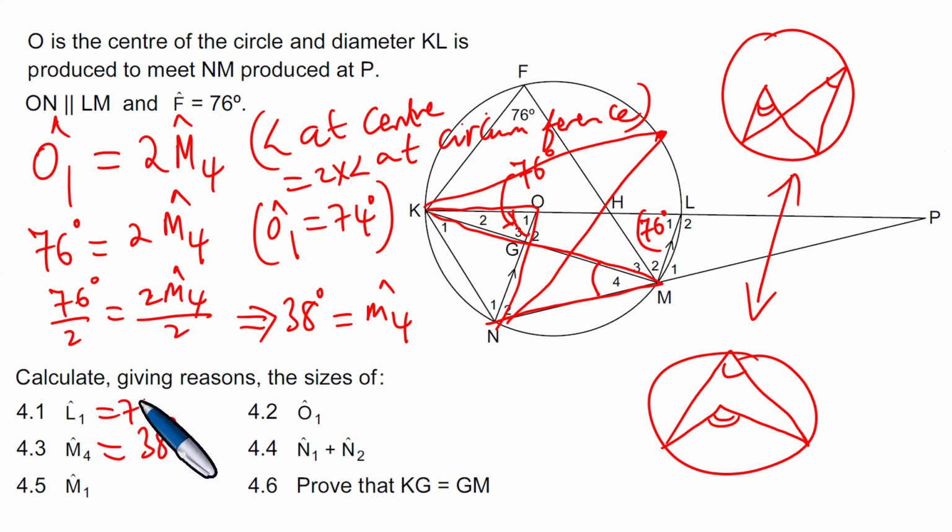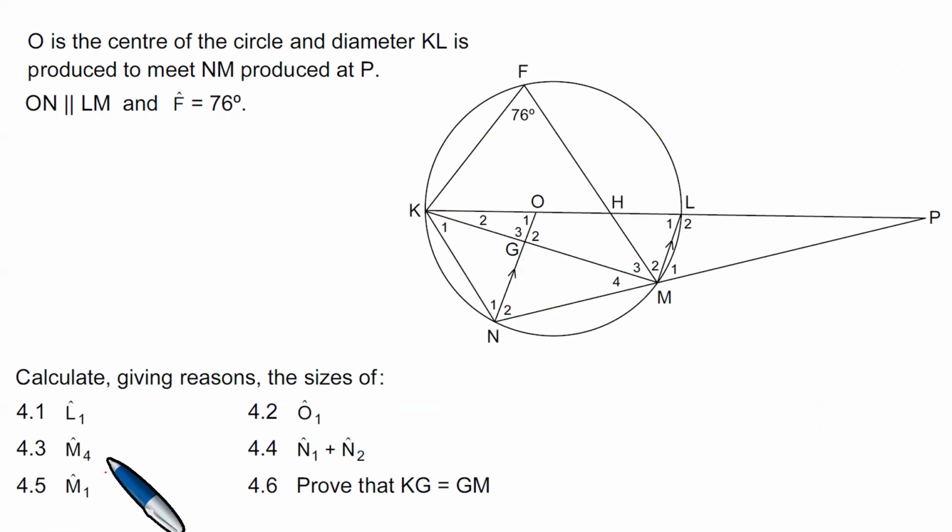And we saw that this one is 76 degrees, L1. We saw that this one is also 76 degrees. The next thing, we want to find the size of N1 and N2. What is the size of N1 and N2? We want to find the size of this angle N1 and N2 there. The question is, how do we then find the size of N1 and N2?